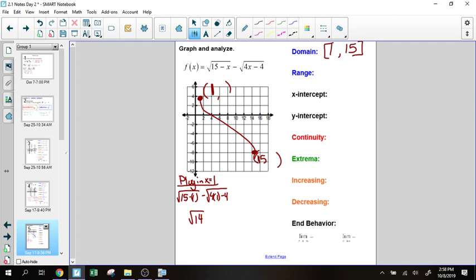You don't have to simplify and don't get it as a decimal, just leave it as is. Okay, square root of 14. So that would be this number right here, square root of 14. The other range value we're going to get, the other y value we're going to get, we get from plugging in the 15.